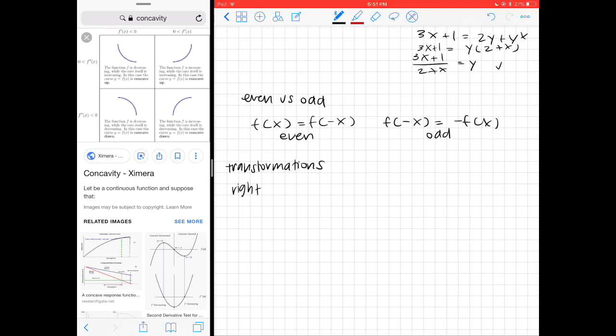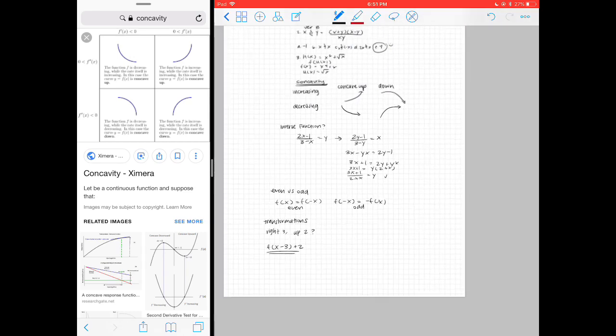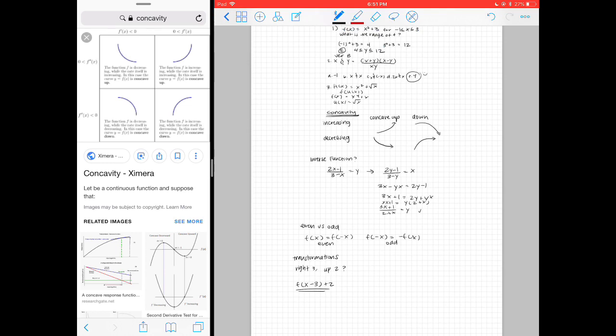So what exactly are the rules for transformations for these guys? Well, I'm just going to be going over the vertical and horizontal shift because the rest of them are pretty easy to review on your own. So if you want to go right 3 and up 2, you'd want to do an f of x minus 3 plus 2.